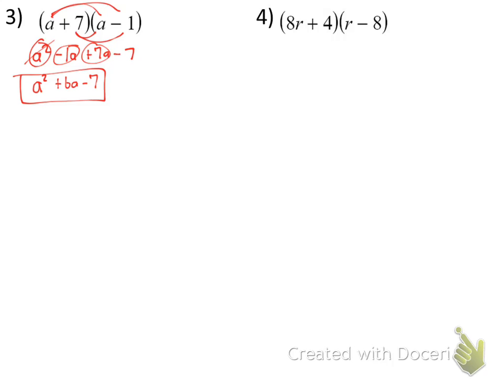Ready, set, go. Just to check, here we go. 8r times r is 8r squared. 8r times negative 8 is negative 64r. 4 times r is positive 4r. 4 times negative 8 is negative 32. Okay, combine like terms. 8r squared. Bring that down. Then we have negative 64 plus 4r, which is actually negative 60r. And then we have negative 32. Bring that down.